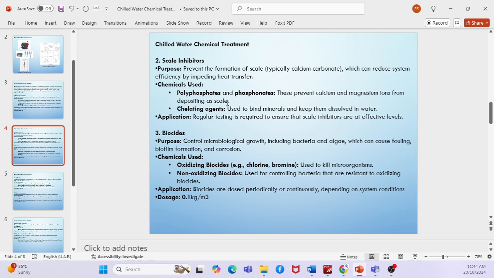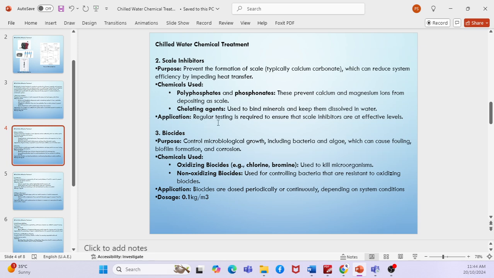Water contains many properties, right? You have different properties like calcium, magnesium, then you have the ion level and the pH level. So there are different properties. To control all the properties, we are using different types of chemicals, right? Then you have chelating agents, used to bind material and keep it dissolved in water, right?